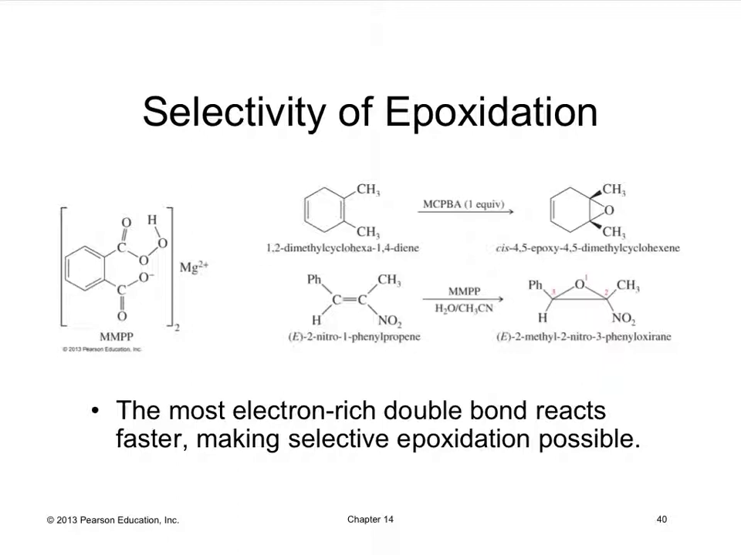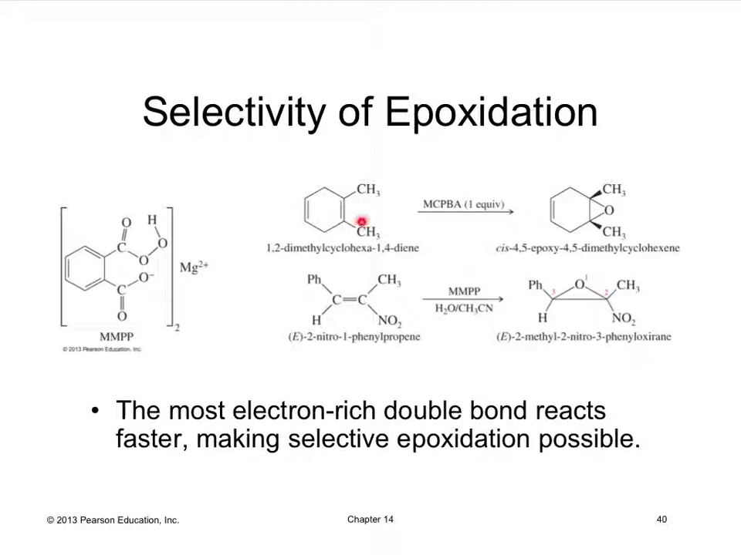So the selectivity of epoxidation. In general, you form the epoxide on one side of the double bond. So in this case, in the presence of MCPBA, one equivalent, you generate the epoxy dimethyl cyclohexene in this case. Here's the E. Again, it'll just go on top, and you'll generate the E-methyl nitrophenyloxirane shown here.